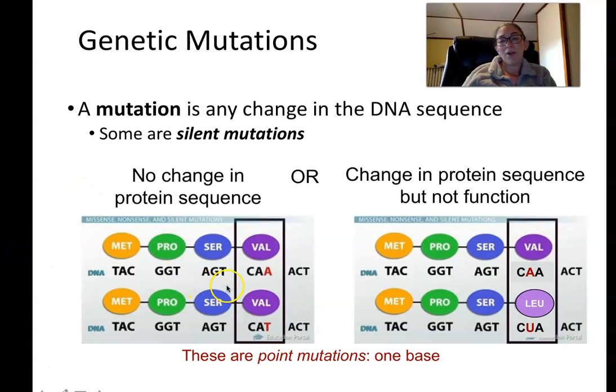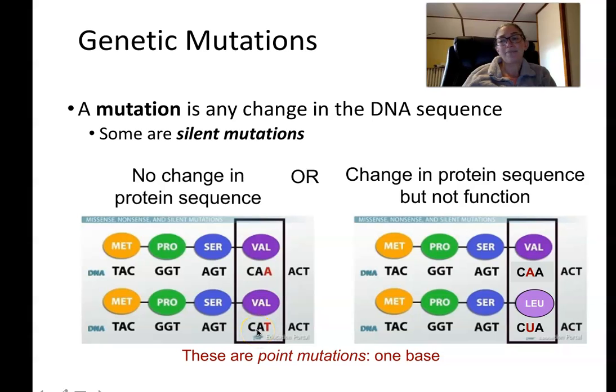So remember, we had a lot of redundancy in the genetic code. So CAA and CAT in the DNA both code ultimately for valine. So changing this DNA base from A to T doesn't actually change the protein sequence. We call that a silent mutation. It's a mutation because it is a change in the DNA, but it's silent because it has no effect ultimately on the protein.